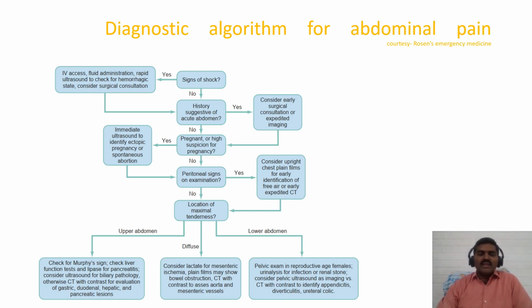If it is in the lower abdomen, do a pelvic exam in reproductive age females. Urinalysis for infection or renal stones. Consider pelvic ultrasound as imaging versus CT with contrast to identify appendicitis, diverticulitis, or renal colic.